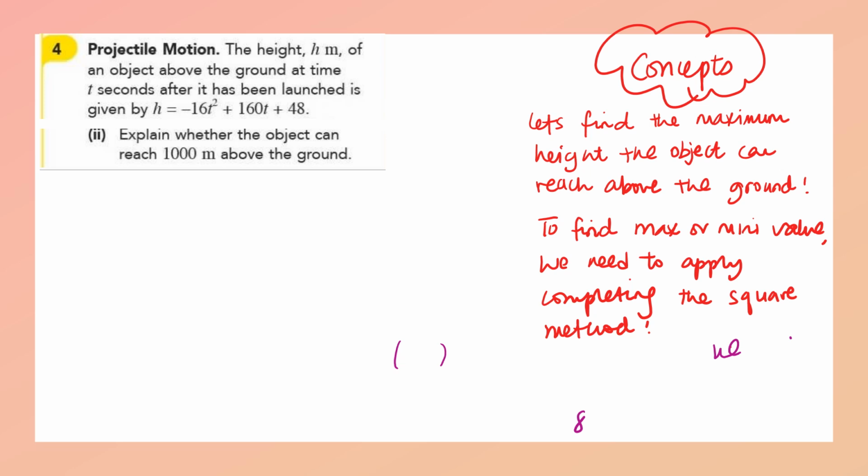So if you were to recall, if we need to find maximum or minimum values, what's the concept involved? Yes, we can use the completing the square method. We can complete the square for height, and then we can find the maximum or the minimum value that the object can reach. Right, so to apply completing the square, first thing first is to make the coefficient of t squared be 1.